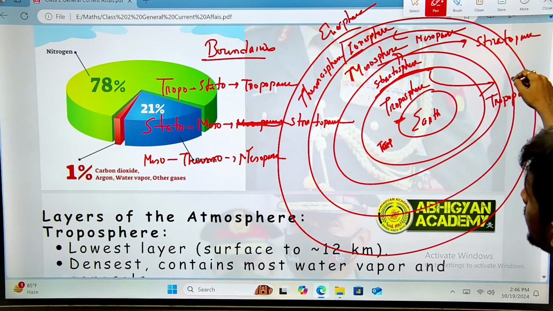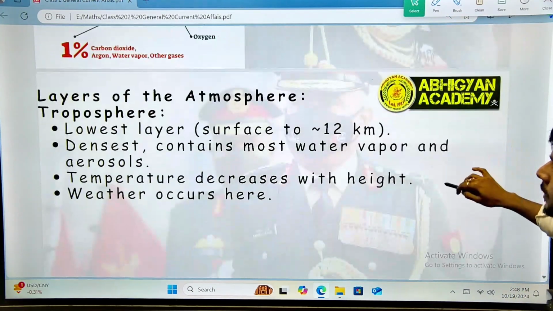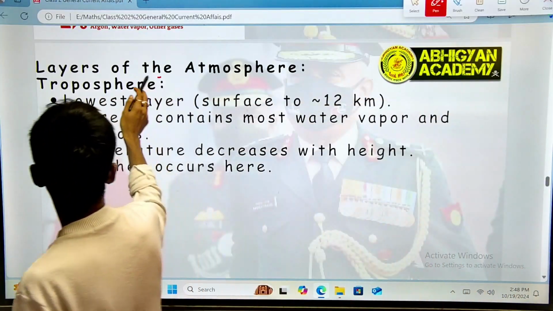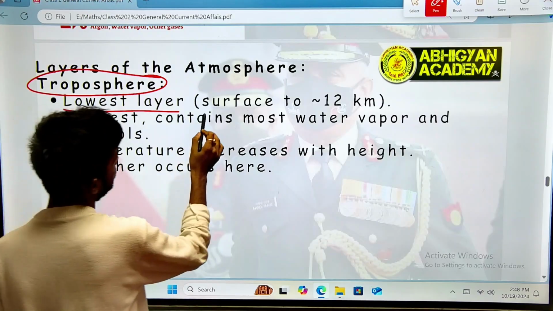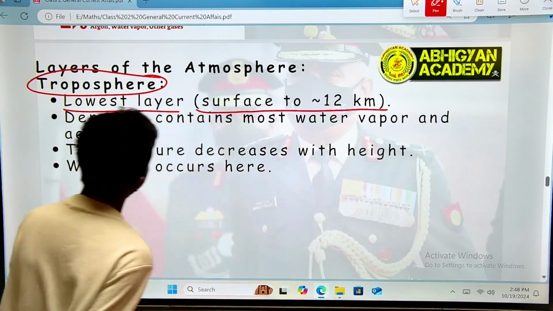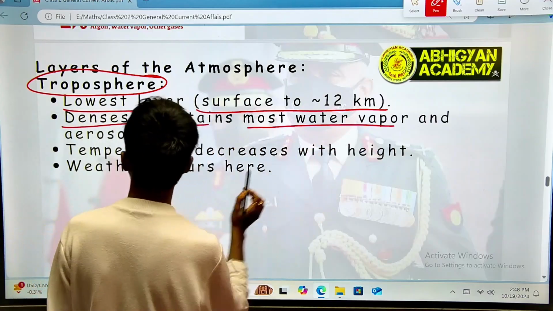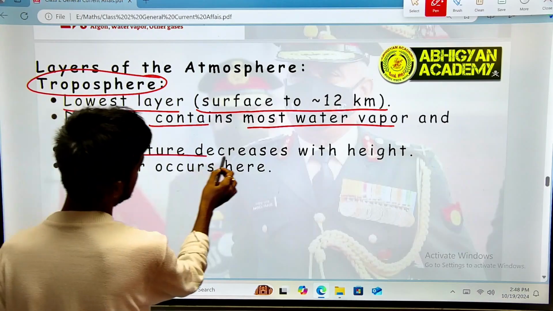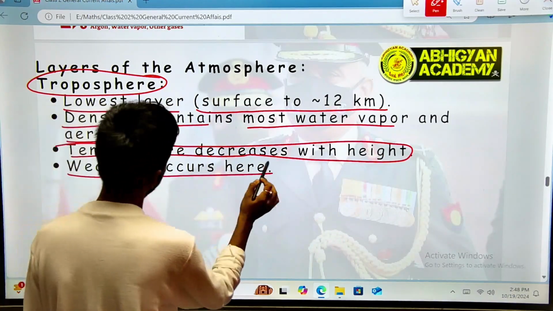Right, now let's briefly discuss the different layers separately. First of all, the first layer of our atmosphere is the troposphere. The troposphere is the lowest layer, obviously. It extends from the surface to 12 kilometers, is the densest, and contains most water vapor and aerosols. Temperature decreases with height, we'll discuss this, and weather occurs here.